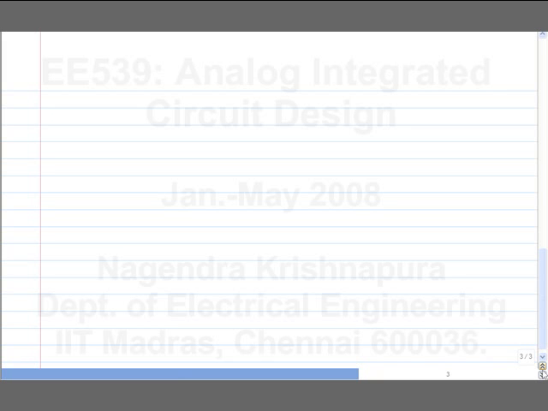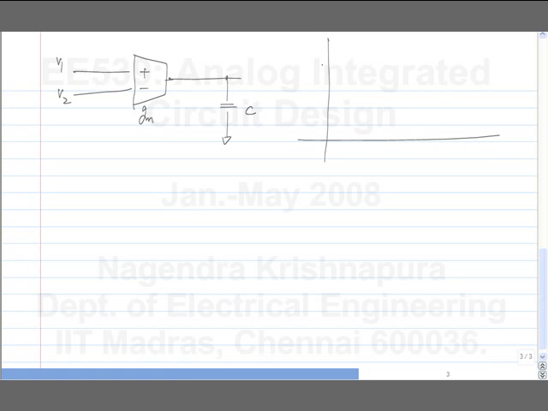Okay. So let's say we start off with this idea that we have a transconductor, we have something that converts voltage to a current, and we can load that with a capacitor to get our integrator. So ideally the response looks like this, where the unity gain frequency is Gm by C. Okay. This is the magnitude of V0 by V1 minus V2.